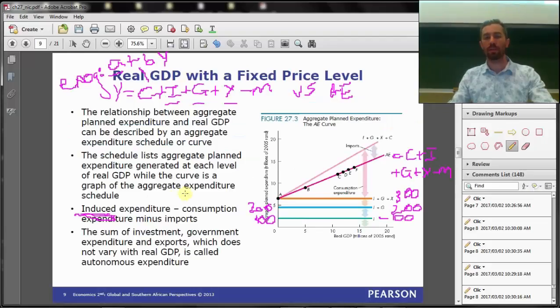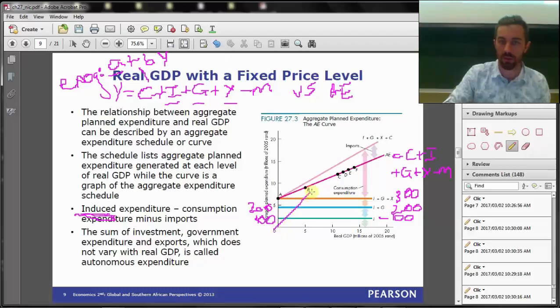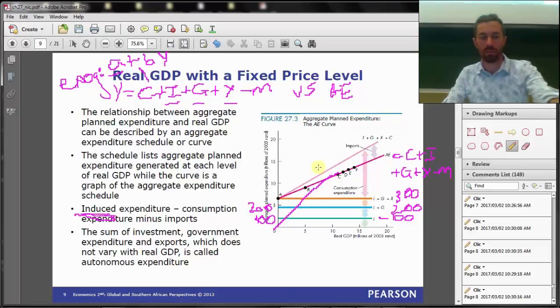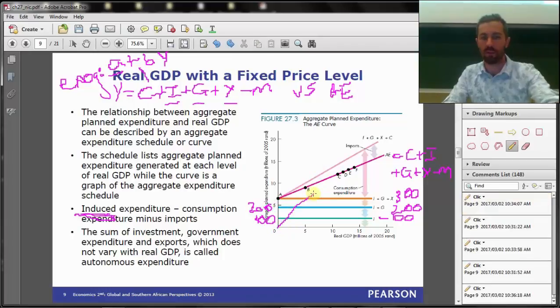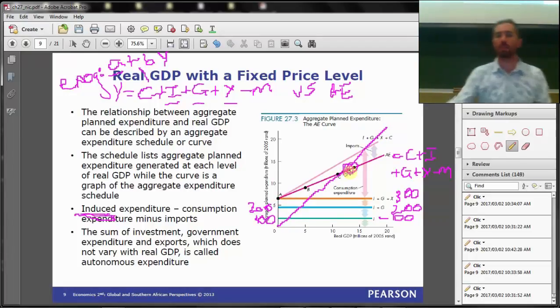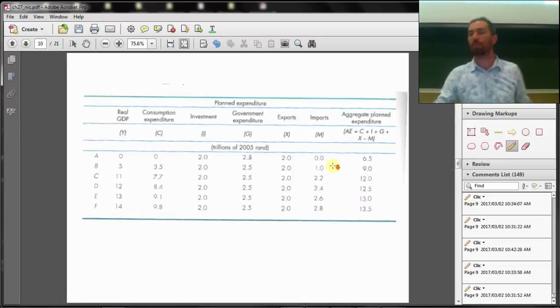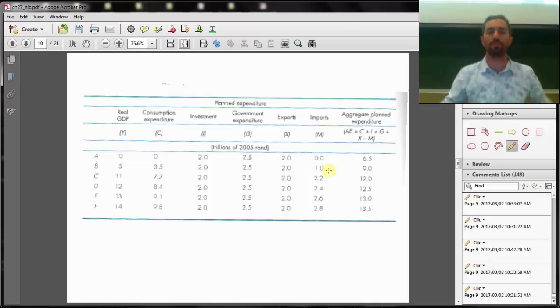So what that means is if I were to draw a 45-degree line here, it won't be straight because for some reason this thing is jumping all over the place. Oh, that's a bad way to do it. So if I draw the 45-degree line, which is really difficult, it's going to go through point E. Okay? So that is the point where aggregate expenditure equals real GDP. That's what our schedule is showing us.